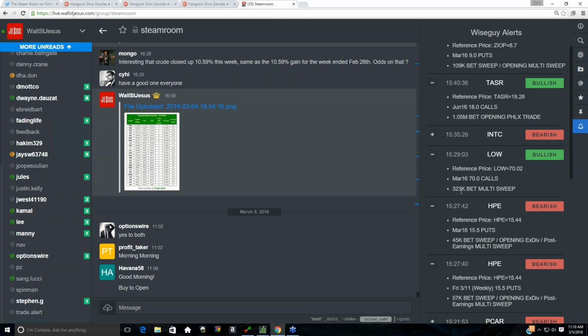Okay? A $323,000 bet, decent bet, multi-sweep, and you see no opening labeled here. So this trade wasn't greater than open interest. Now, without giving away the secret sauce and getting into deep detail, we could be here for 3 hours to tell you what I look for and this and that.